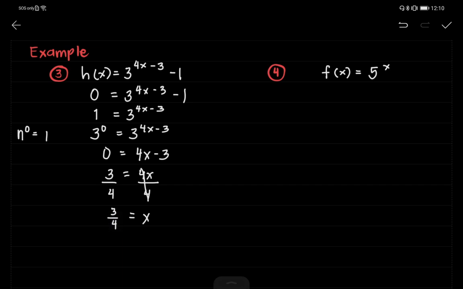So ibig sabihin, magsi-0 itong ating given function if and only if the value of our x is equal siya sa 3/4. Or, yung graph natin ay magta-touch siya doon sa x-axis natin, doon sa x which is equal to 3/4. So therefore, the zeros of a function is equal to 3/4. So proceed naman tayo sa example number 4.